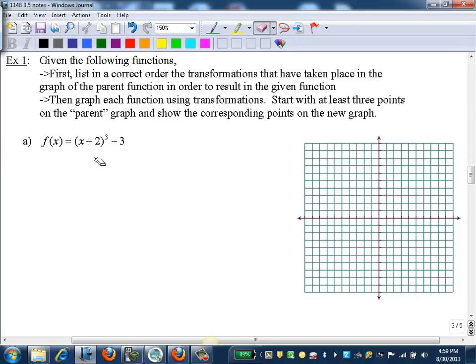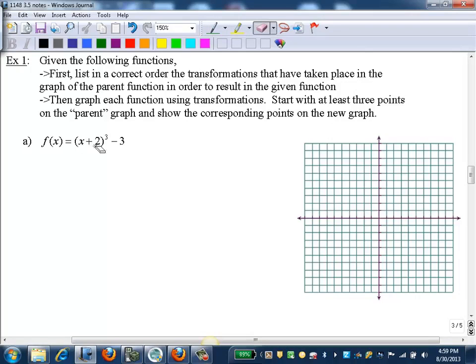So we're going to look at the equation and see how this is different from its parent function. So first we have to identify its parent function. All you can do is cover up all the numbers, cover up the -3, cover up the 2, and if you cover those up, you're left with just an x cubed. So our parent function is x cubed.